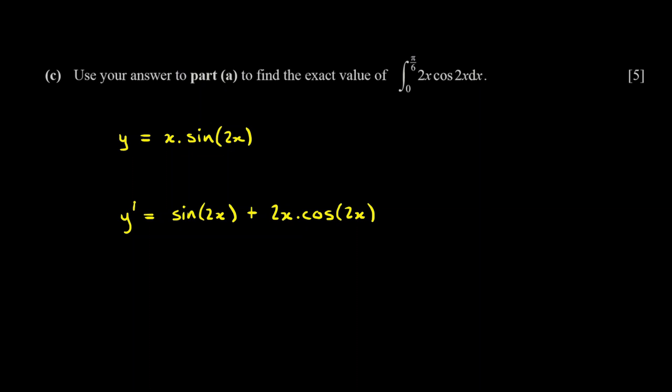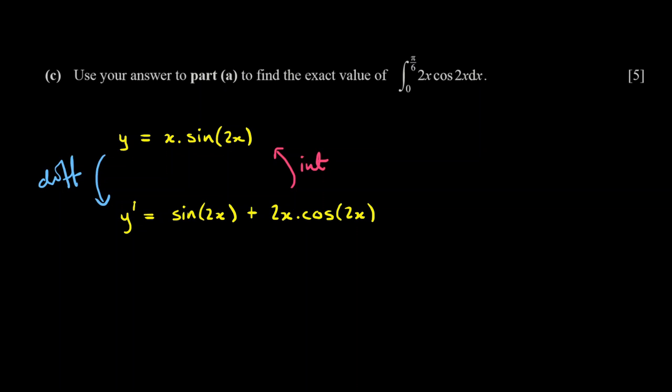Now in part A, what we learned was that if we have x sine 2x, it differentiates to give this thing here, sine 2x plus 2x cos 2x. So if we take this function and differentiate it, we get that function. The key principle to understand here is that integration is the reverse of differentiation. So if I integrate this function, I go back to my original function. If I differentiate to get this function, and then integrate this, it's going to bring me back to where I started. That's really the core idea for doing this.